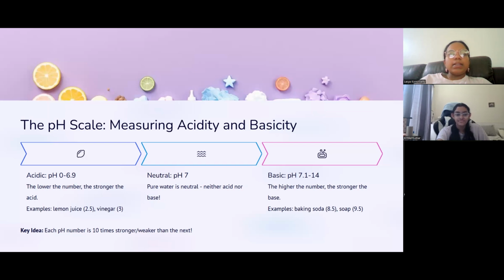Key idea: each pH number is 10 times stronger or weaker than the next one. So it's really important to know how strong an acid could be the lower it is, and how strong a base could be the higher the number of the pH is.